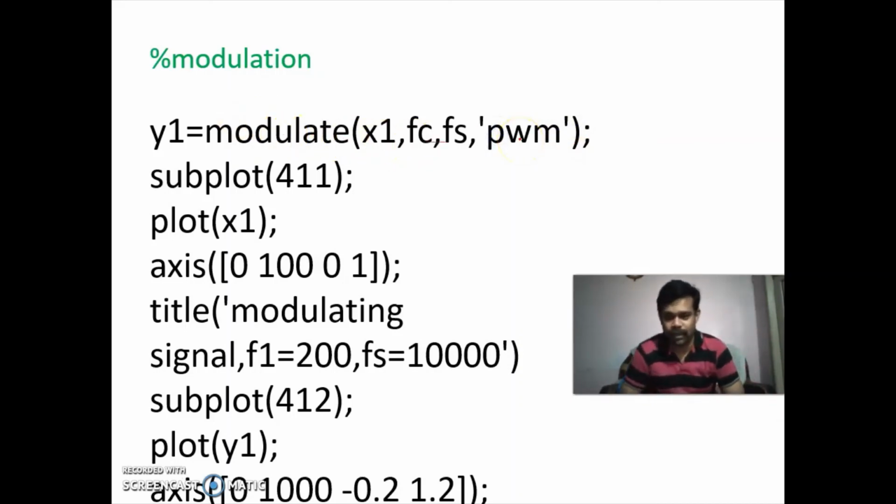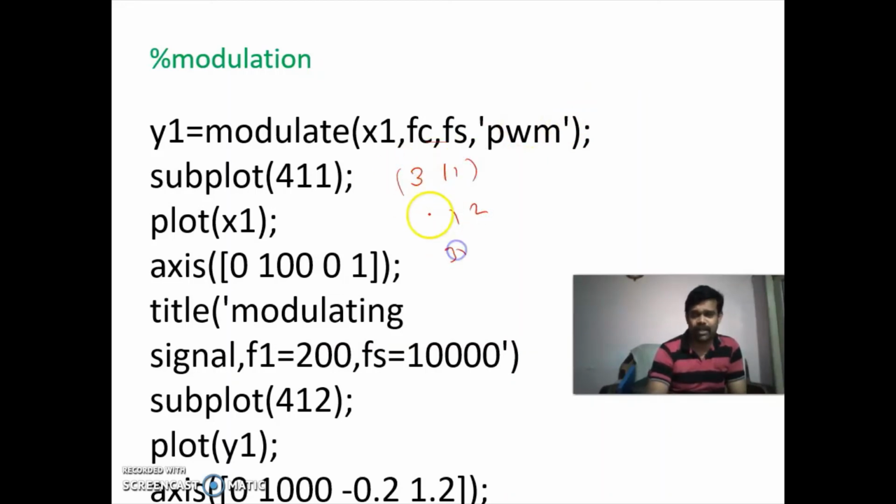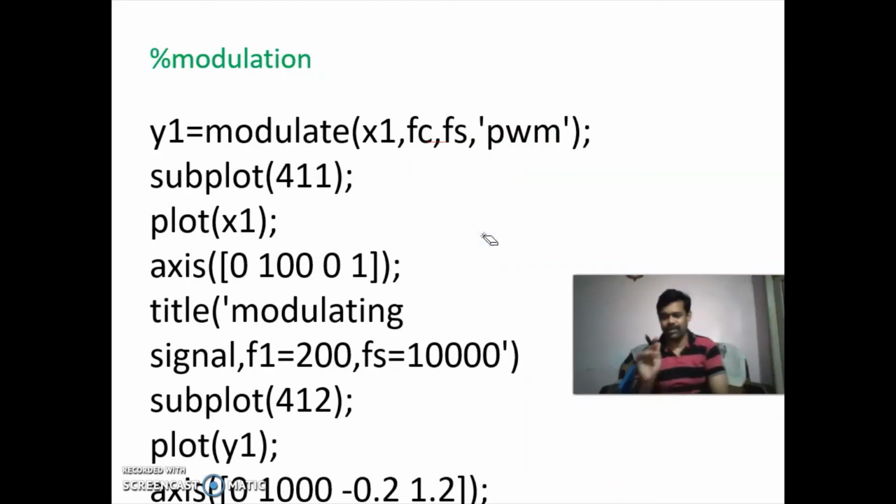Then we are going to plot. Actually subplot 311, 312, 313 is also the same. Since we are plotting three plots, in subplot you can take 311, 312, 313, no problem. No need of 4 rows, only 3 rows is enough. So first you are defining subplot 1. In the first subplot you are drawing the modulating signal. Then in the second plot we are drawing the modulated signal.